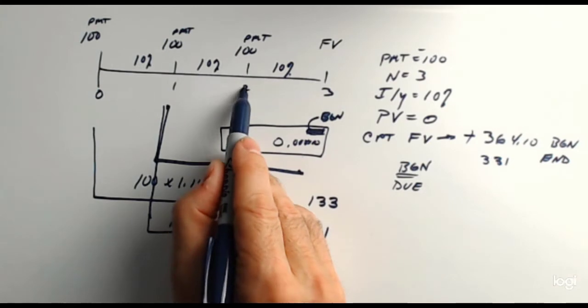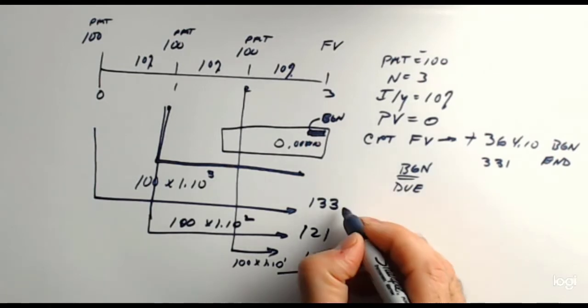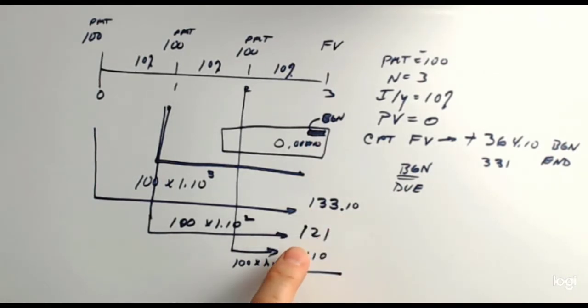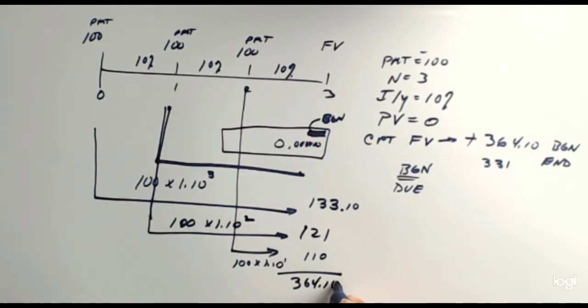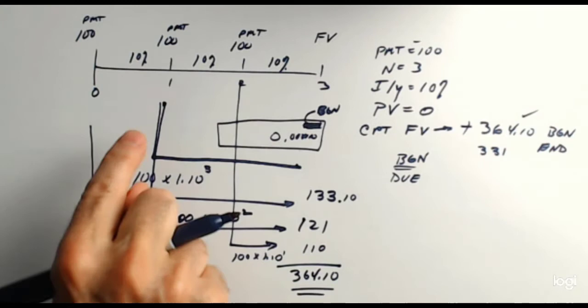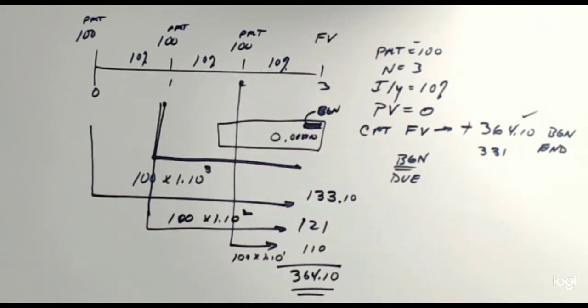And then I have to compound this payment. And that'll be 100 times 1.10 to the 1. That'll be $110. By the way, I lost 10 cents here. This will be $133.10. If I add this up, it's $364.10, which is exactly what I told you earlier. So it's easy to confirm this, and that's why I've given you a really short annuity here, so we can do it by hand and confirm what we're doing.